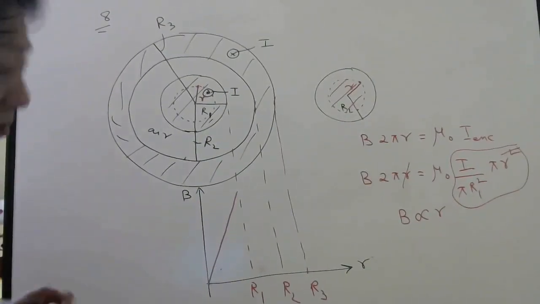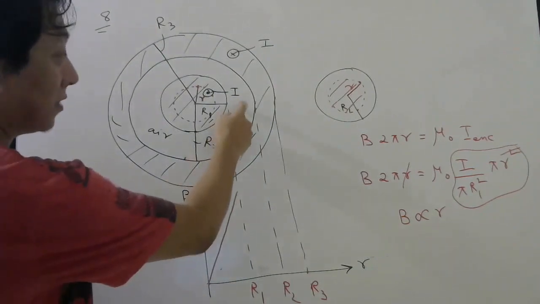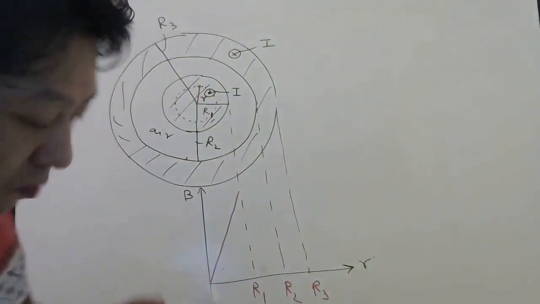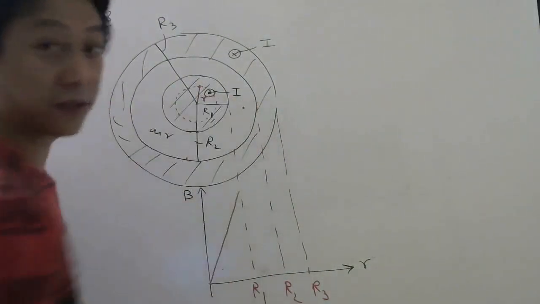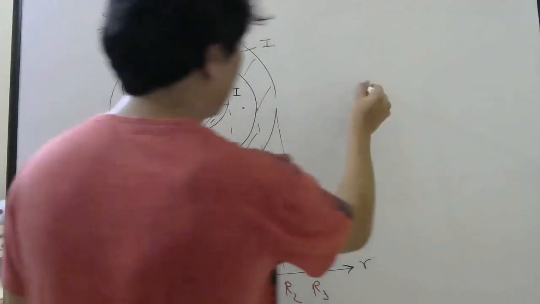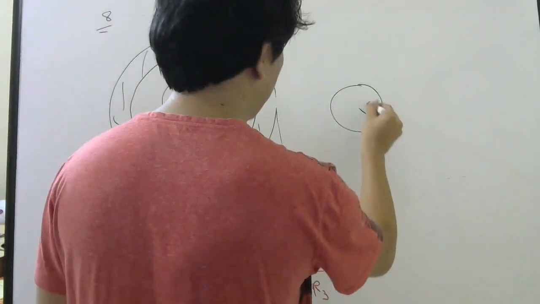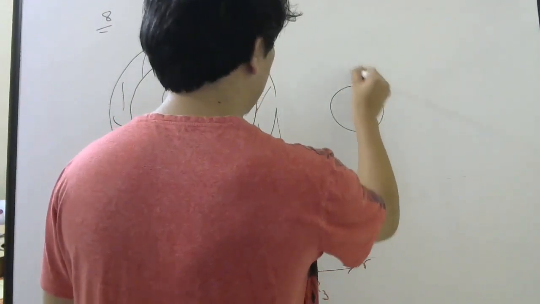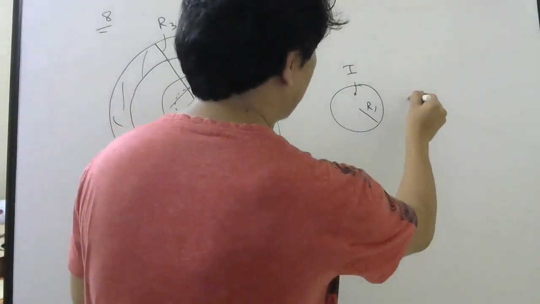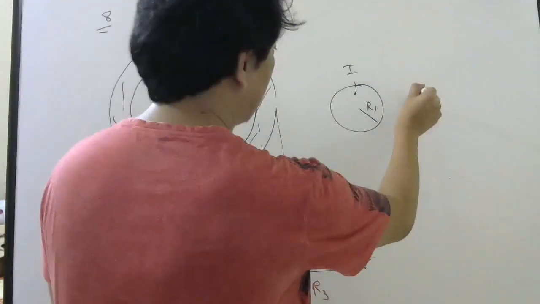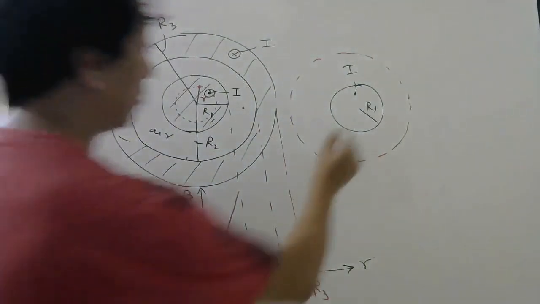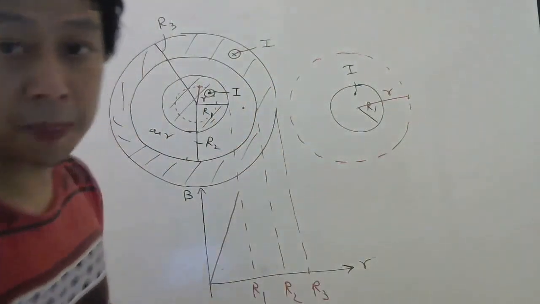Fine. Now, once I reach here, how will the magnetic field change? Once I am at this point, I again have to draw an Amperian loop. So let me show it separately. This conductor has radius capital R1, and the total current in this conductor is capital I. Now I want the magnetic field somewhere here this time, so I will draw this loop, then apply Ampere's circuital law at a distance r from the axis.